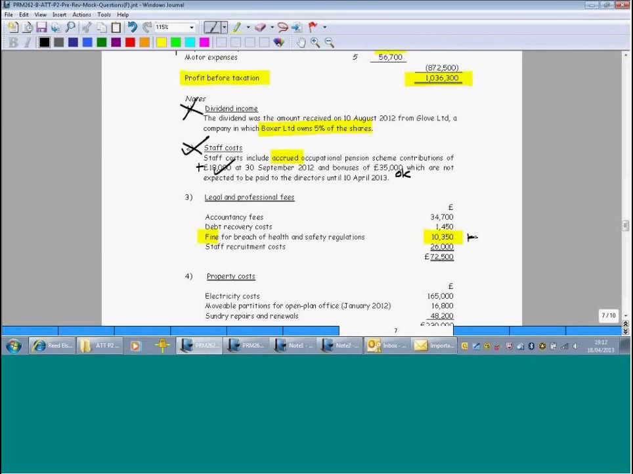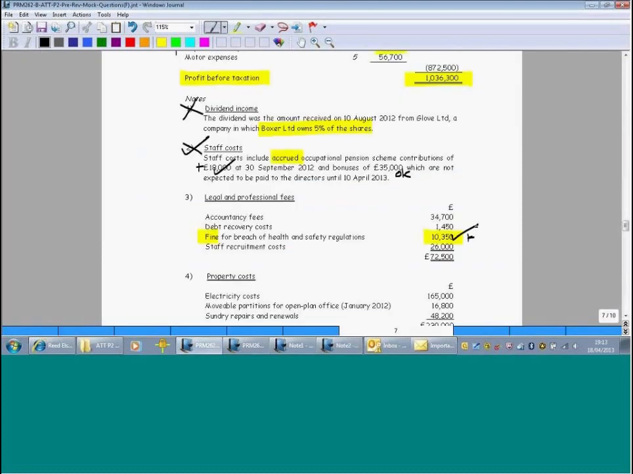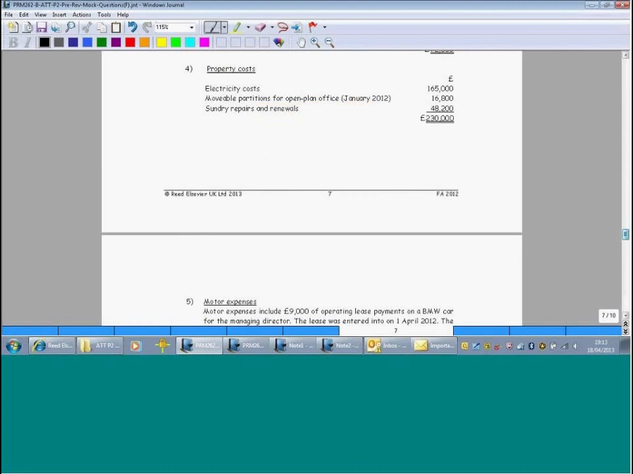The legal fees re staff recruitment, again, they're fine. That's part of the normal trading expense. So all we've got to do for note number 3 is add back £10,350 re the legal fees for the fine. And then I'll tick those off on my question paper. I've dealt with them. Looking at property costs, electricity fees, absolutely fine.